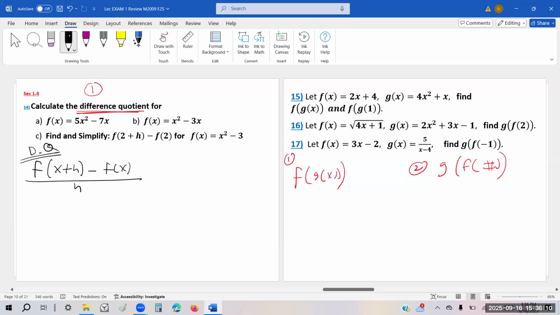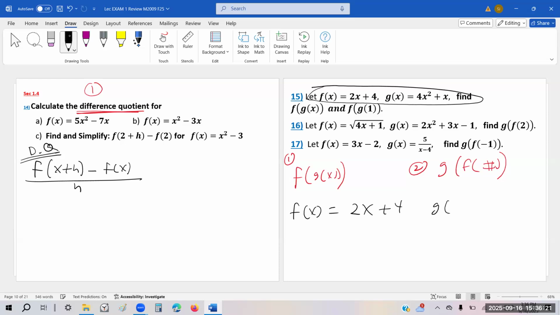Composition. For example, here, you have f is 2x plus 4, and your g is 4x squared plus x. If you're putting f inside g, so g of f of x, no, g inside f, the other way around. F inside g. So if you want to put f inside g, you take your f function, and what do you do?